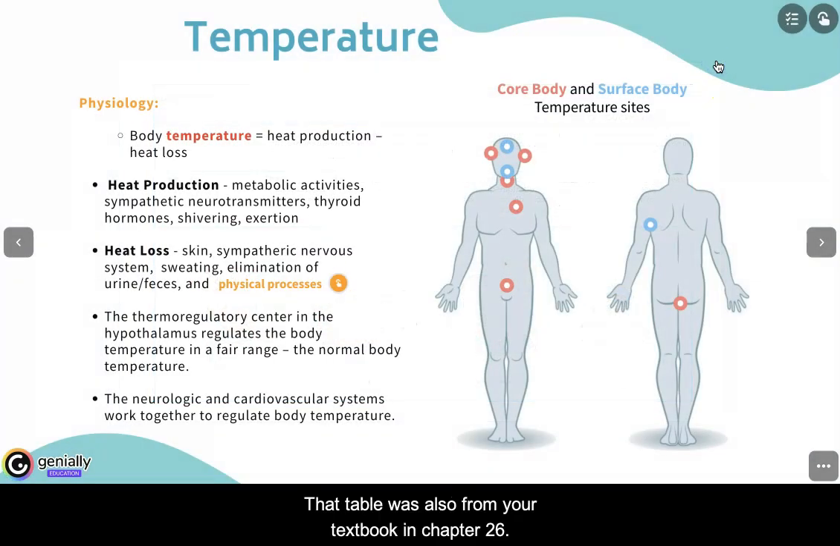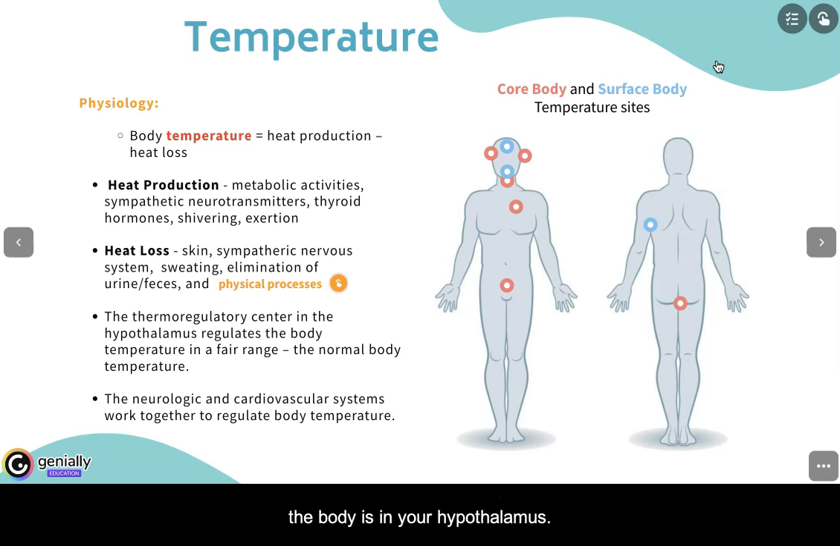That table was also from your textbook in chapter 26. Please go ahead and review it. The thermoregulatory center in the body is in your hypothalamus. The hypothalamus regulates the temperature at a fair range, the normal body temperature, right? And so that's what its job is.